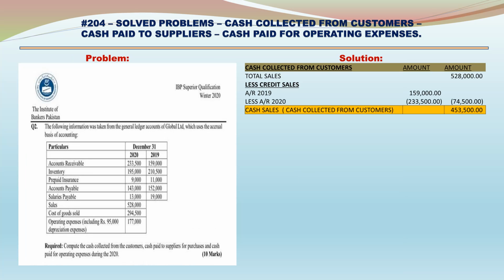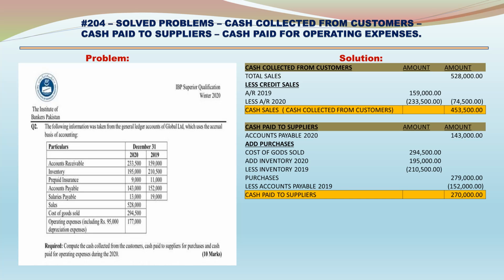Total sales 528,000 less credit sales. Accounts receivable 2020, 233,500, less accounts receivable 2019, 159,000. Net 74,500 is the credit sale. So cash collected from customers is 528,000 minus 74,500, that is equal to 453,500.